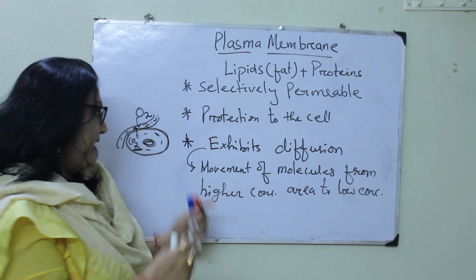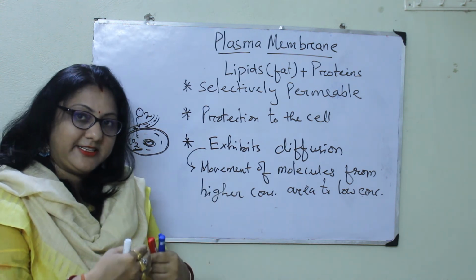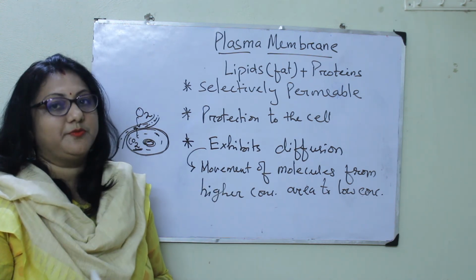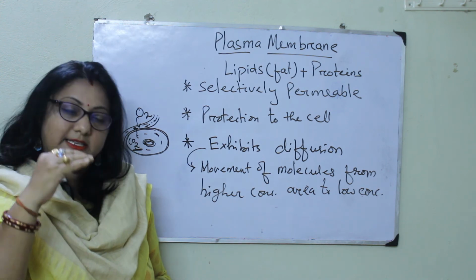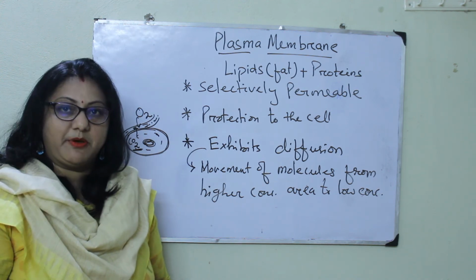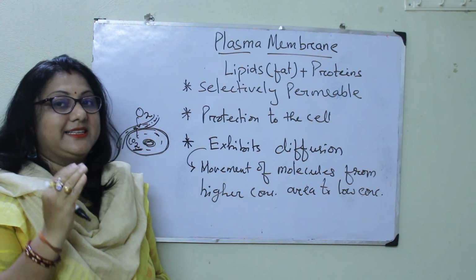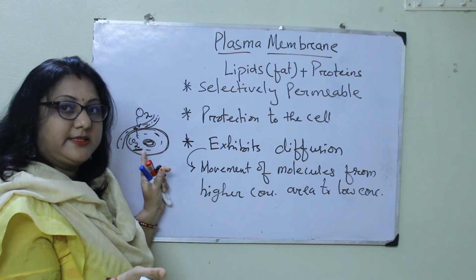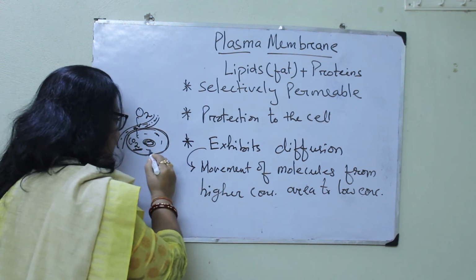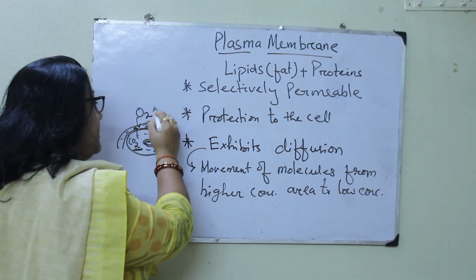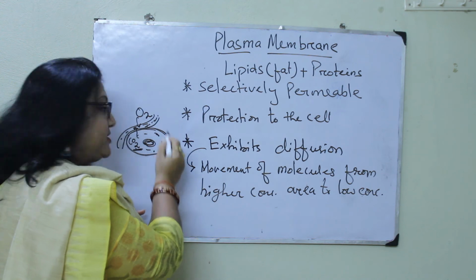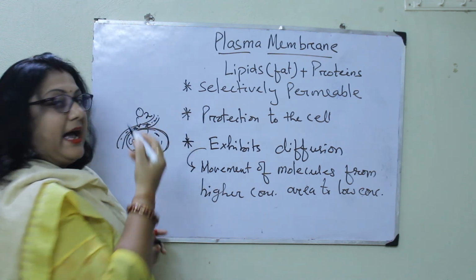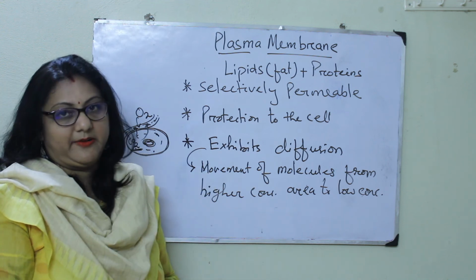Clear? Okay. Now, how will this movement take place? The movement will take place with the help of the diffusion process. And the selectively permeable plasma membrane will facilitate this diffusion process. Now, as the cell is the high concentration area and the blood vessel is the low concentration area, the carbon dioxide will cross the plasma membrane and enter the blood vessel.